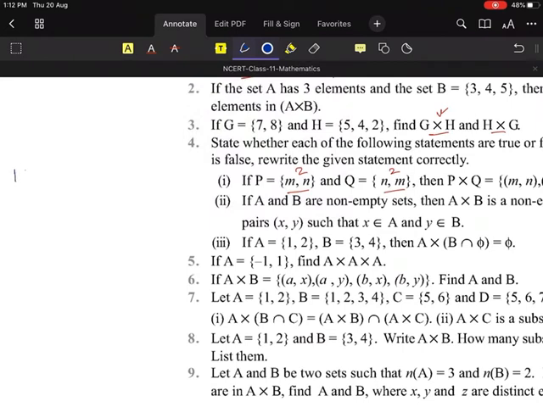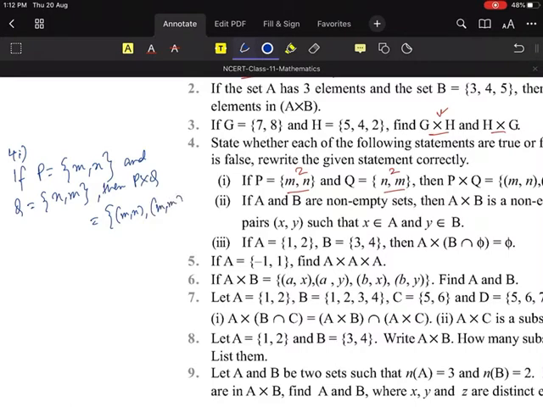The correct statement will be: if P is equal to {m, n} and Q is equal to {n, m}, then P cross Q is equal to what? P cross Q will be {(m, n), (m, m), (n, n), (n, m)}. So this is my P cross Q.